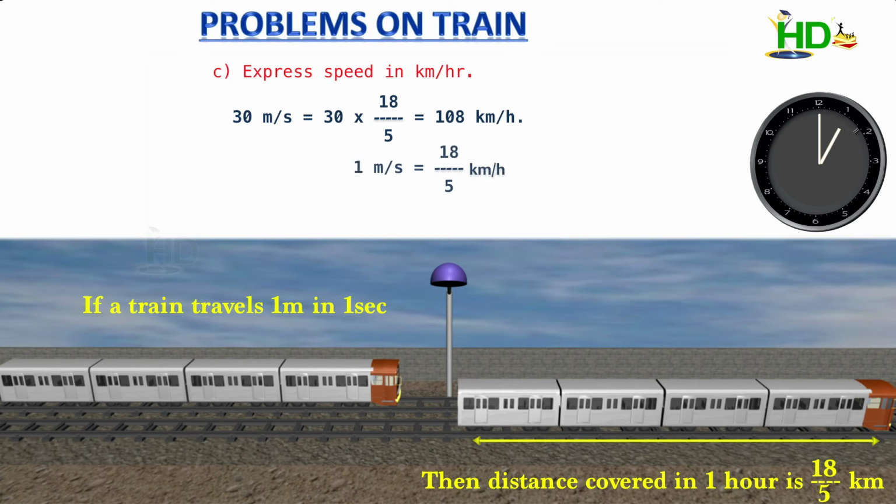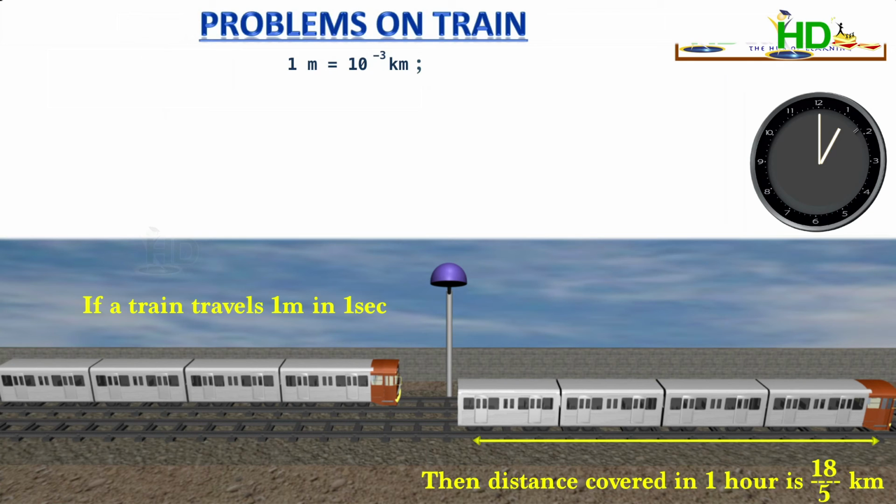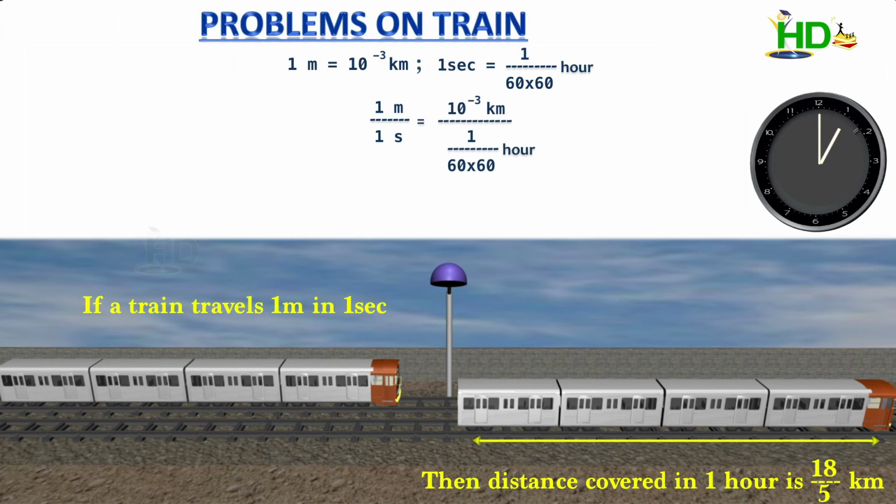To find how many kilometer per hour 1 meter per second is equivalent to, you take 1 meter per second. 1 meter is nothing but 10 power minus 3 kilometer and 1 second is 1 by 60 into 60 hours. Therefore, 1 meter per second is equivalent to 10 power minus 3 kilometer divided by 1 by 60 into 60 hours. I am converting meters into kilometer and seconds into hours. Now this is nothing but 18 by 5 kilometer per hour. That means 1 meter per second is 18 by 5 kilometer per hour.